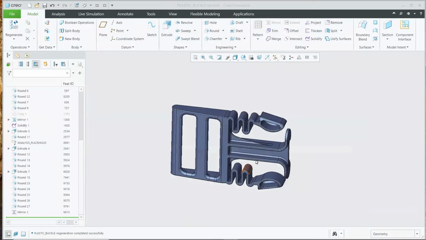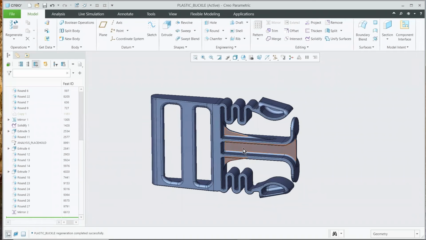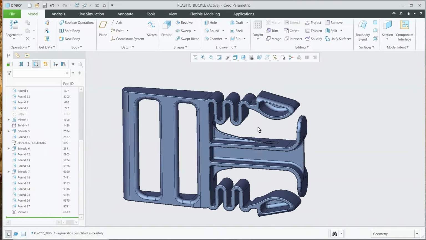The first example that I want to go through is a large deformation analysis. And what we would consider large deformation is if a part deforms more than the thickness of that part.